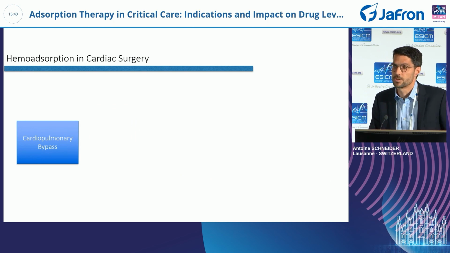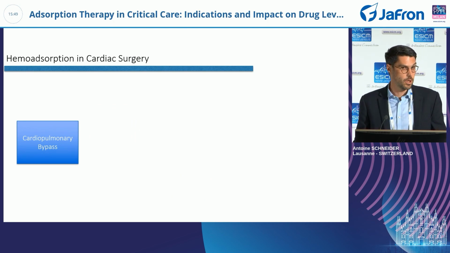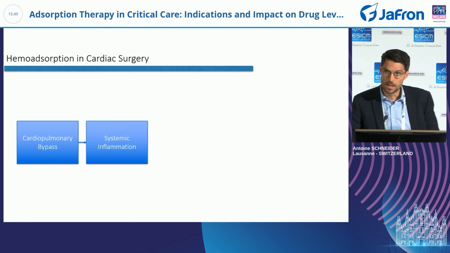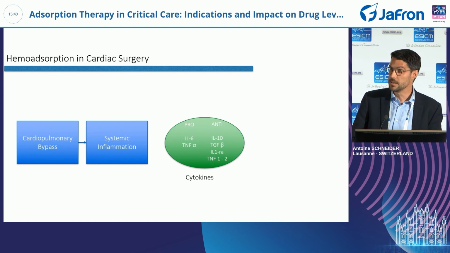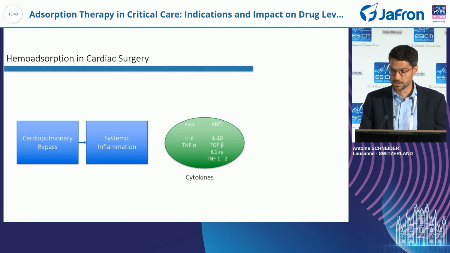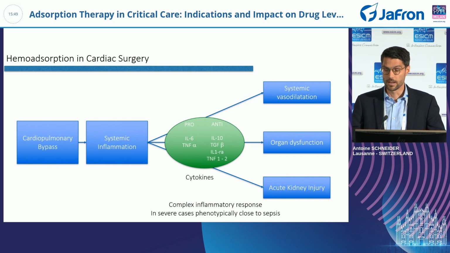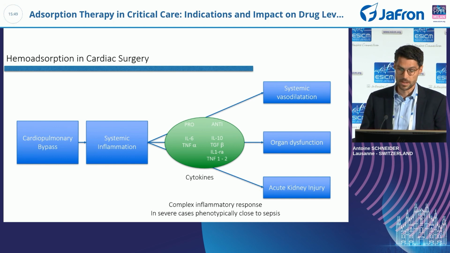So starting with cardiac surgery, as you all know, cardiac surgery is a very common procedure, and it's associated with a very strong insult to the body because you are doing a very massive intervention. It's associated with a cardiopulmonary bypass, and it leads to systemic inflammation and the release in the circulation of pro- and anti-inflammatory cytokines. In some patients, when this release is out of control and too high, it would lead to systemic vasodilatation, organ dysfunction, and potentially acute kidney injury. This is really a sepsis-like syndrome that has been attributed to this cytokine release.